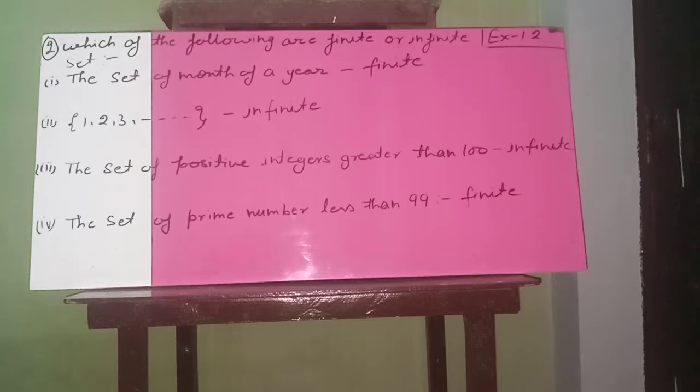After that question number second, I take question number 3. Okay, question number 3 is very easy. So question number 3 you make yourself. Question number 3 is based on which of the following are finite or infinite. So question number 3 is easy. Now I take question number 4.